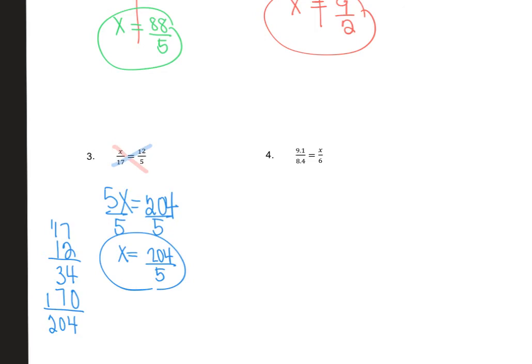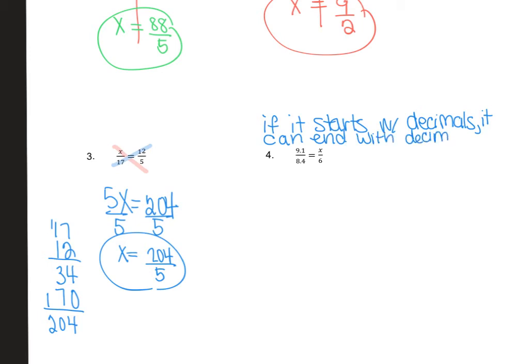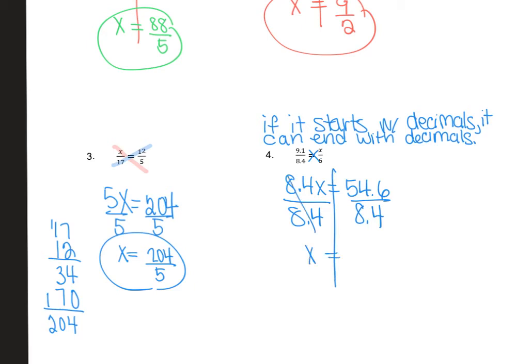All right, now here's the one rule. I just told you fractions, fractions, fractions, like simplify. If it starts with decimals, it can end with decimals. Okay? So when you do this, you're going to get 8.4x equals, and then 9.1 times 6, and you're going to get 54.6. You're going to divide both sides by 8.4. And you're going to get 6.5. All right, on to the next.